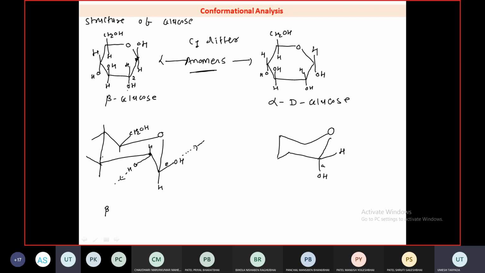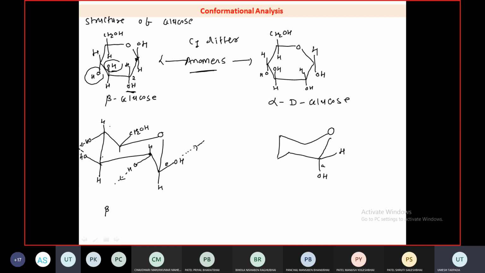Now, what about these two groups? These two are also trans to each other. This group goes downward, so you can put the OH group here, and this OH group you can extrapolate, so it goes upward. Again, these two are opposite. Now this OH and this CH2OH are both in opposite directions. These two are also in opposite directions. Look here: this is in an upward direction, so this is in a downward direction. You can extrapolate, this is in a downward direction. So these two are in opposite directions.